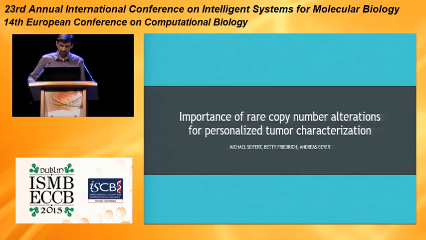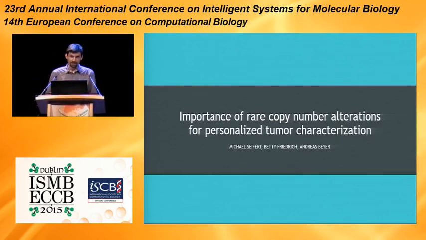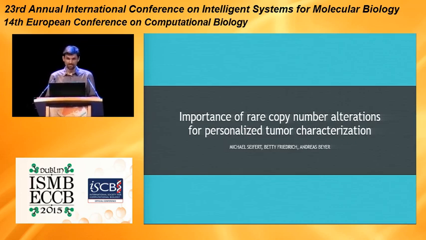So the question that we were asking is, you have rare copy number variations. Most of them probably have no effect on clinically important endpoints. But what if there are some rare mutations that are still important for the patient? How can we detect those rare variants?